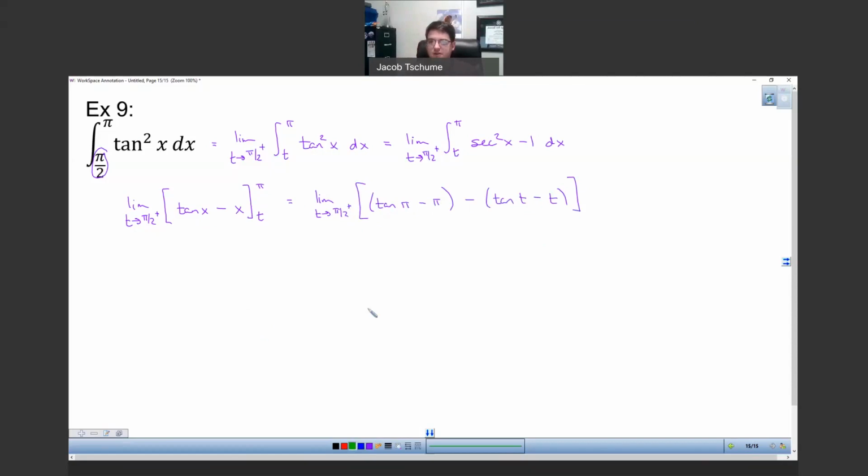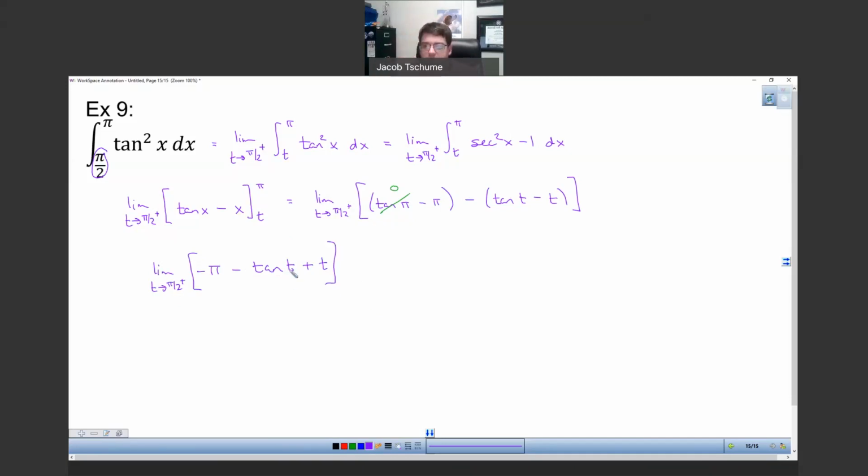Now, of those values, tangent of pi is actually going to be 0, so that term goes away. And then if I evaluate the pi over 2's here, so here's where you got to be careful. This becomes negative pi, and then minus the tangent of t, plus t, and all of this is going to be the limit as t approaches pi over 2 from the right.